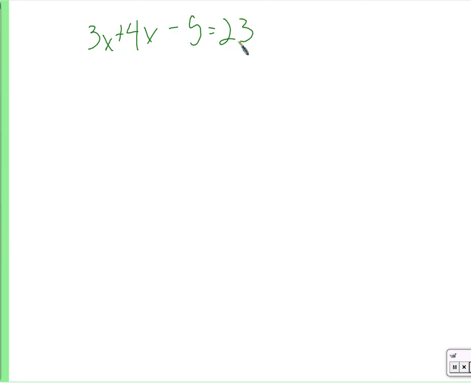Something we could do first. Sean? Add 5 to both sides. Sure. Add 5. 5. 3x plus 4x equals 28.